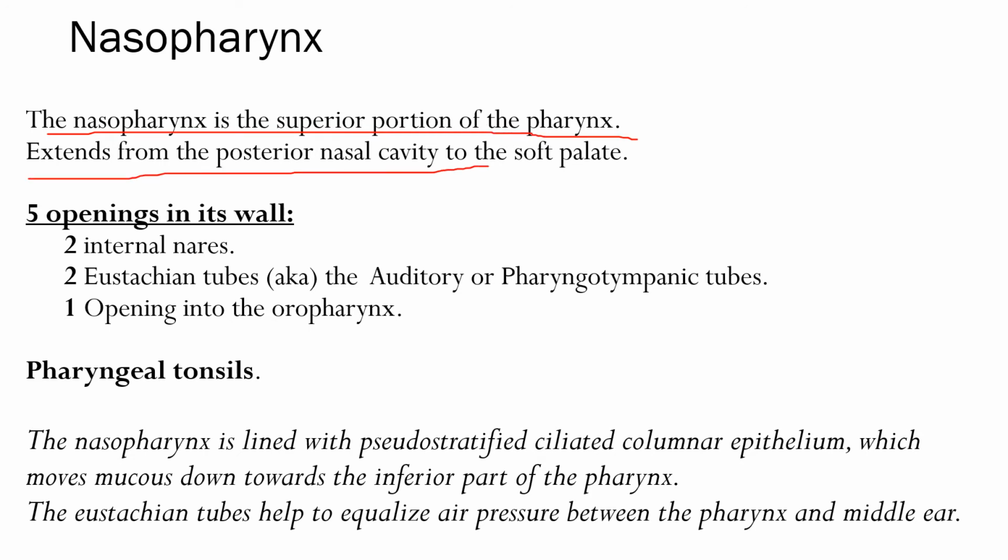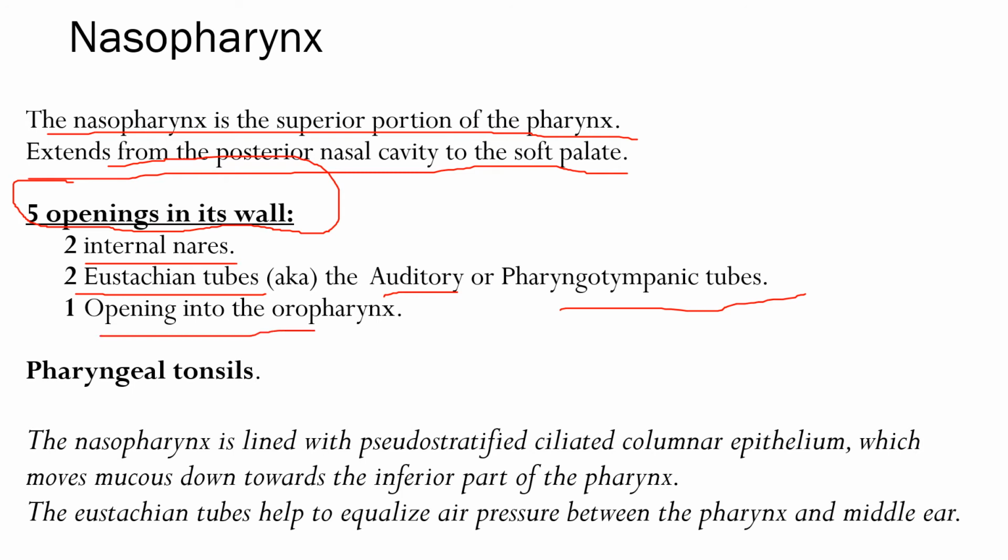It extends from the posterior nasal cavity to the soft palate. There are 5 openings in its wall. 2 are the internal nares. 2 are those eustachian tubes, or auditory or pharyngotympanic tubes. So your ears are actually draining right into that spot, and 1 opening to the oropharynx. The pharyngeal tonsils are right in the middle, right? And then you have the 2 eustachian tubes coming down alongside it. And the pharyngeal tonsils right in the middle to receive any of that yucky stuff that's draining from your ears, right?